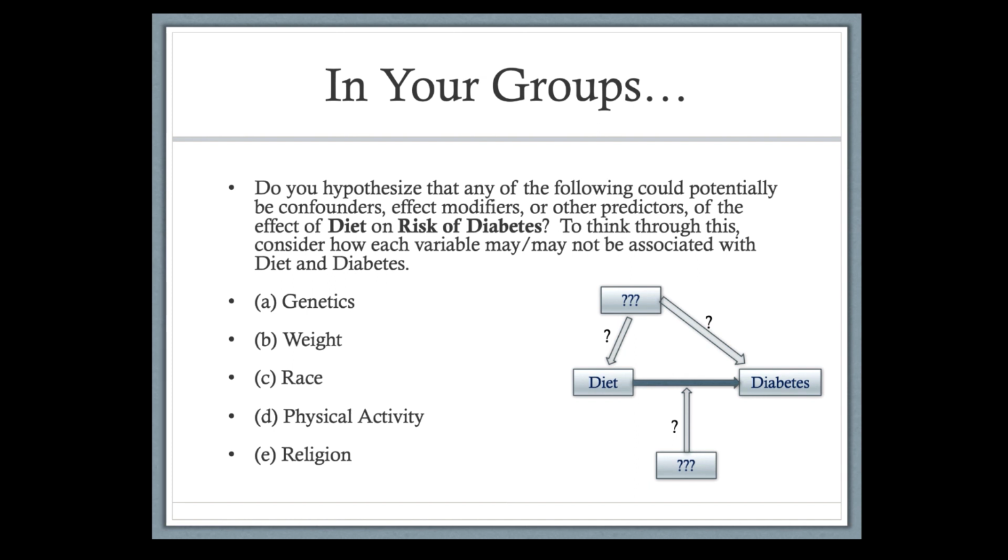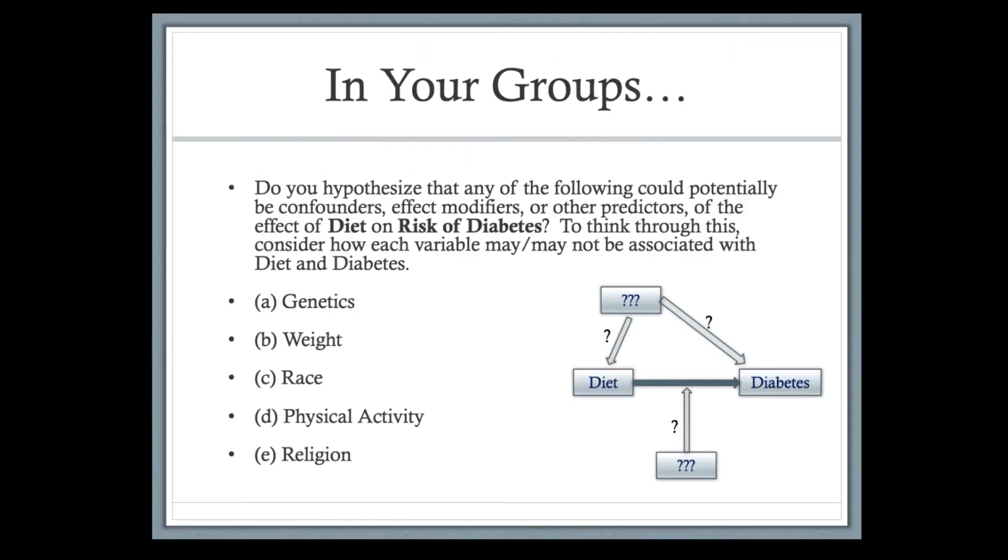And now we want to think through these variables here: genetics, weight, race, physical activity, and religion. Are these variables potentially confounders, effect modifiers? Are they just independent predictors, meaning they are predictive of the outcome, but they're not associated with diet? Okay, they're not confounders. And there's not necessarily one right answer here. The point of this is trying to think through potentially what each of these variables could be. Take a moment to think about it, and then I'll come back with some discussion.